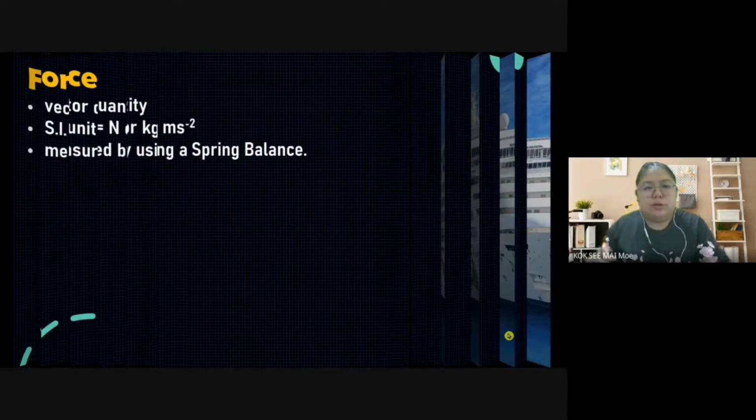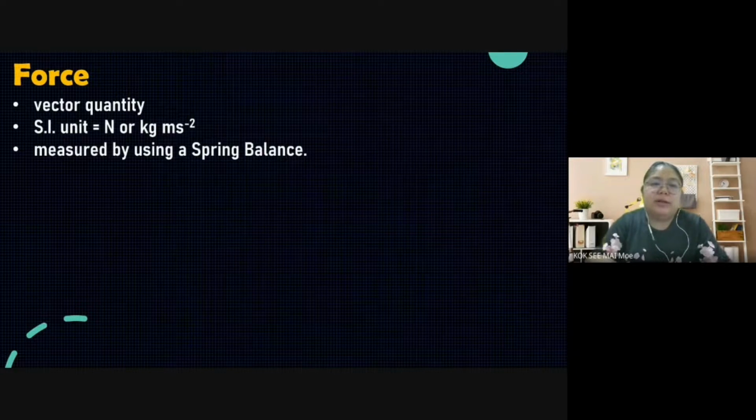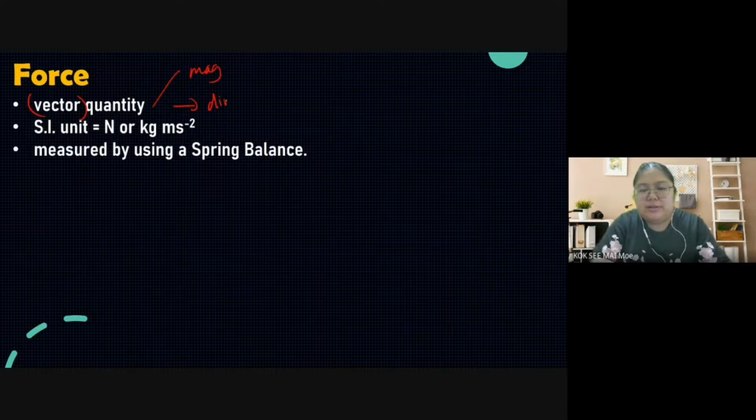Okay, so we're going to introduce more. We showed so many examples of force just now. Now we're going to see the force characteristics. Force is a vector quantity. That means it has magnitude and direction. So if you get a negative force, the meaning is the force is acting in the opposite direction. SI unit: you can use Newton, straightforward using N, or you can use kg m s^-2.